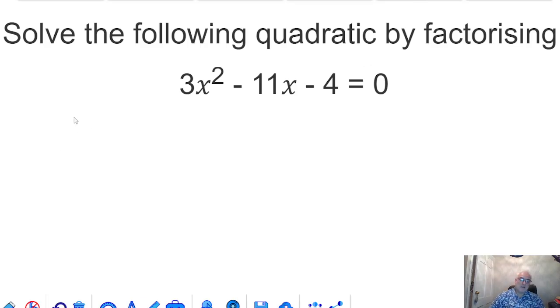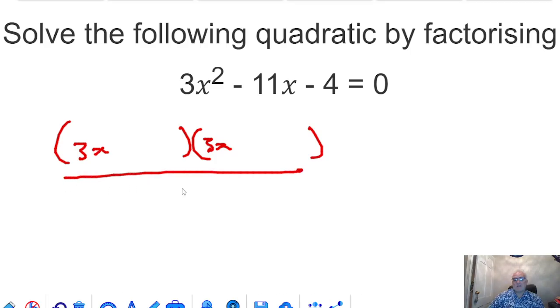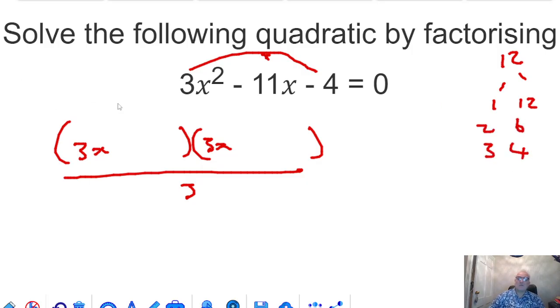Okay, let's see how you did. So I'm going to start off using the 3x version, and then I'm going to divide through by 3. Okay, so 3 times the 4 gives me 12, so I'm looking for factors of 12. 1 and 12, 2 and 6, 3 and 4. Okay, so I want a number that's going to give me, remember I've got negative here, so I need one positive and one negative.